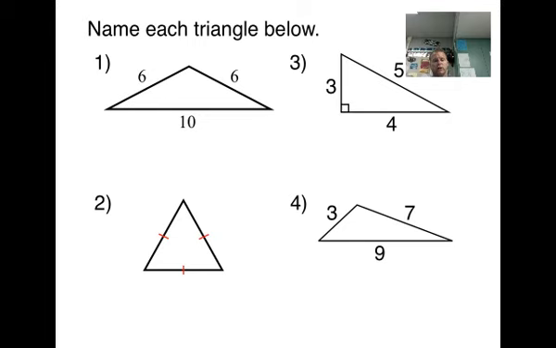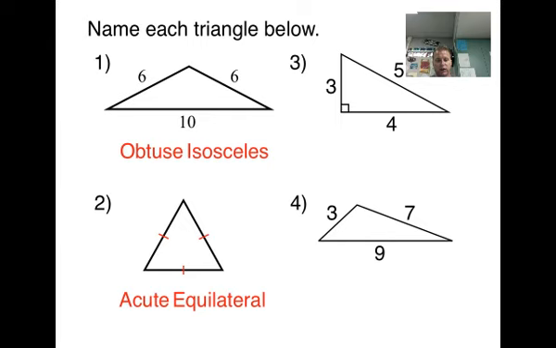For number one, we have two sides are the same. And to me, it looks like this is an obtuse because that top angle, if you flip it upside down, it looks like it is an obtuse. And then two sides are the same gives me an isosceles. Number two, down below that, thing jumping out at me, all three sides are the same, and the angles are all less than 90, so they're all acute. So I get an acute equilateral triangle.